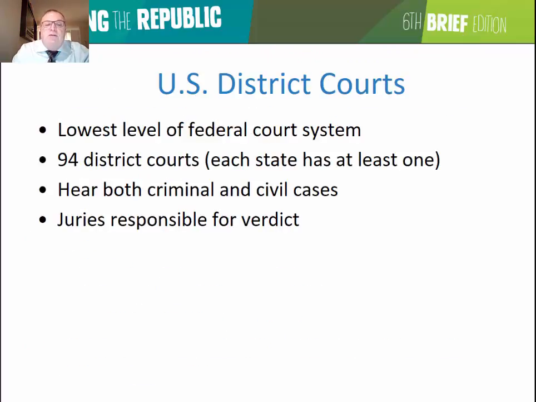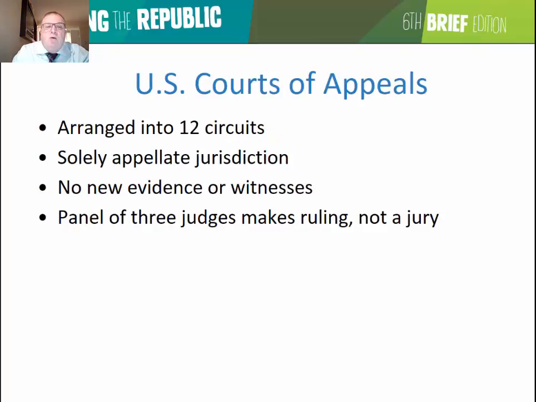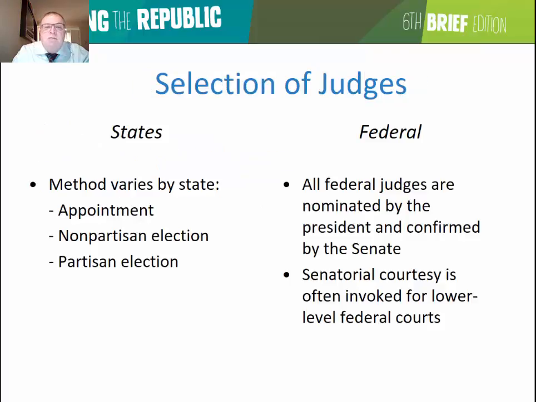So the U.S. District Court is the lowest level. There's 94 districts. There's one in Cleveland. So each state has at least one. And they hear both civil and criminal cases, and juries can be used for their verdicts. The Court of Appeals: the country is divided into 12 circuits, solely appellate. So they're not retrying a case that would be done at the lower level. They are not looking at new evidence or new witnesses. It's a panel of three, and they make a ruling. It's lawyers talking to lawyers, and then judges make decisions.